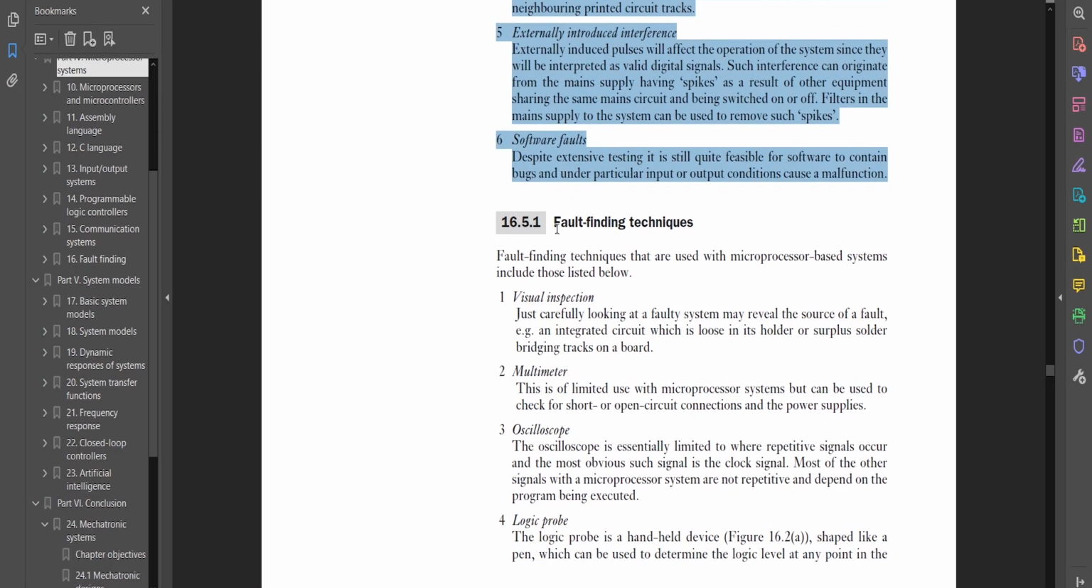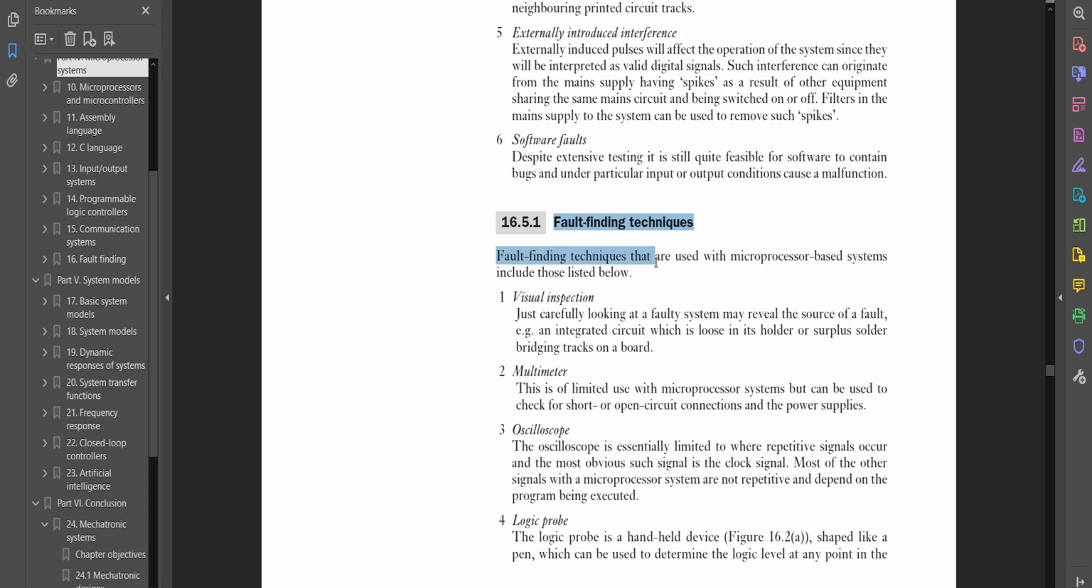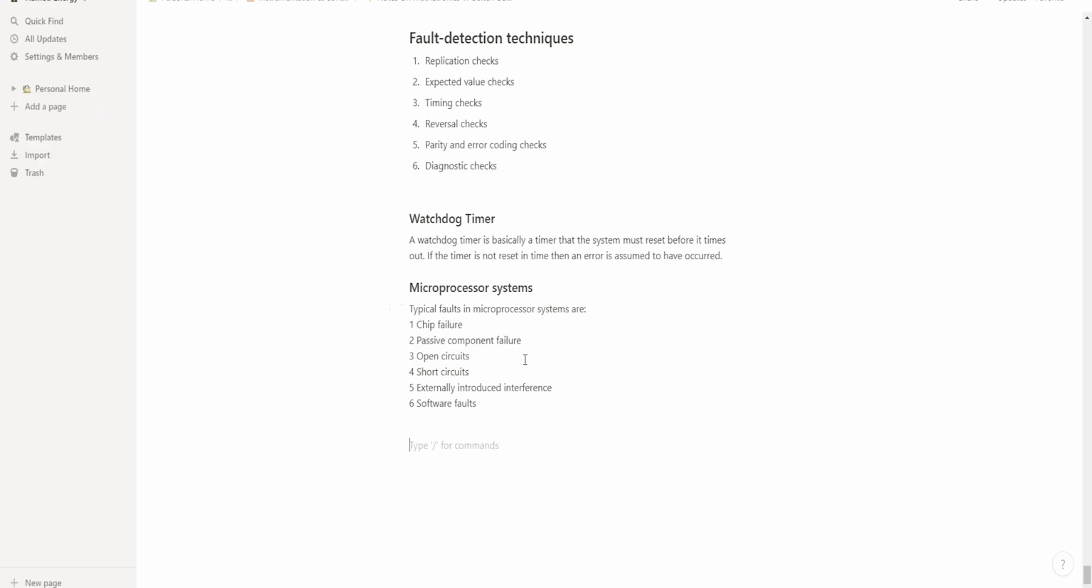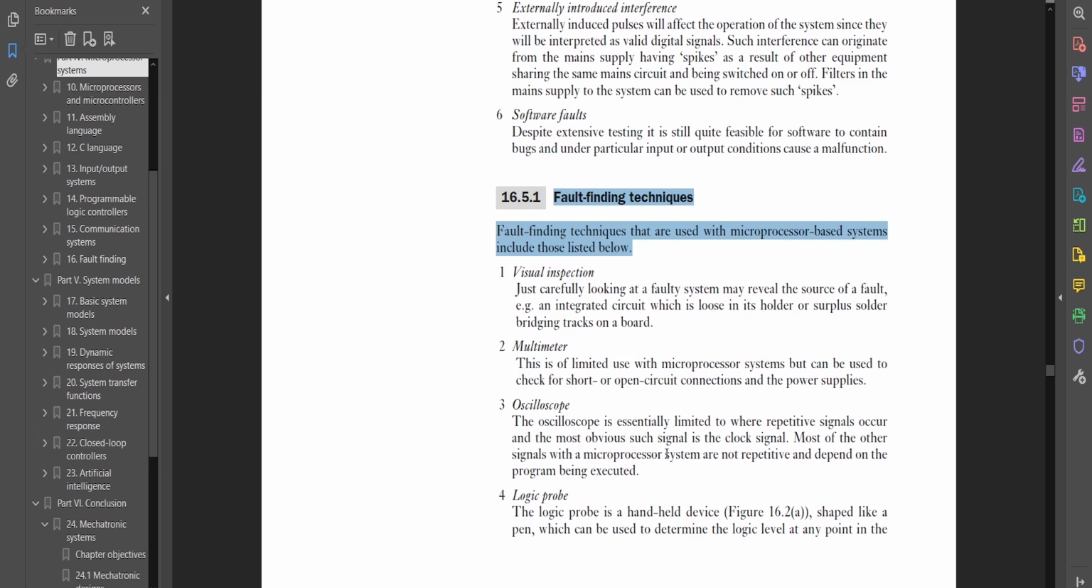Fault finding techniques. So let's go same again. Fault finding techniques that are used with microprocessor-based systems include those listed below. Visual inspection. Just have a look, mate. See if you can figure it out yourself. You're like, boss, I just started today. I don't know, never done this before. Don't worry, just go have a look. Check the capacitors. See if you can see anything.